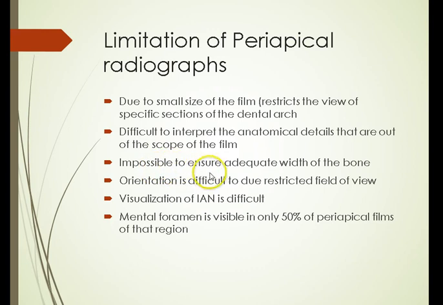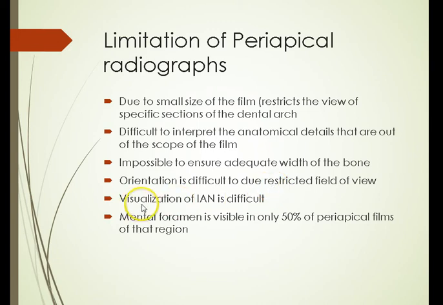Also, it's impossible to ensure adequate width of the bone. The same thing goes with the PA, obviously, because it's a 2D image. You're looking at a 2D object. So you can see the height part of it, but you really can't tell the depth part. The depth is missing from the PA. Orientation is difficult because your field of view is small. So if there's an edentulous area all around you, there's no reference point, so the orientation becomes confusing.